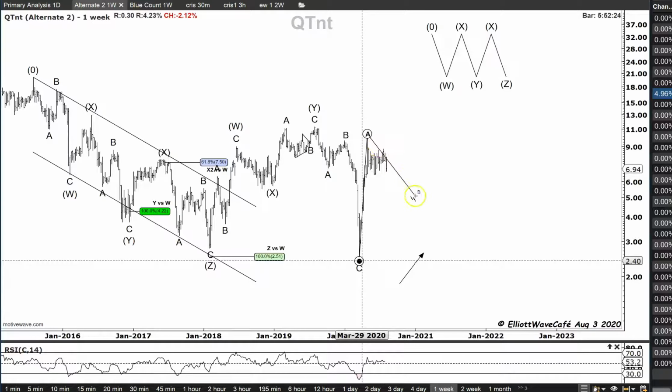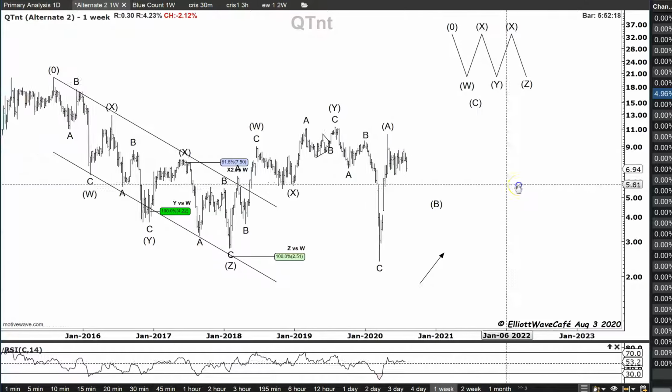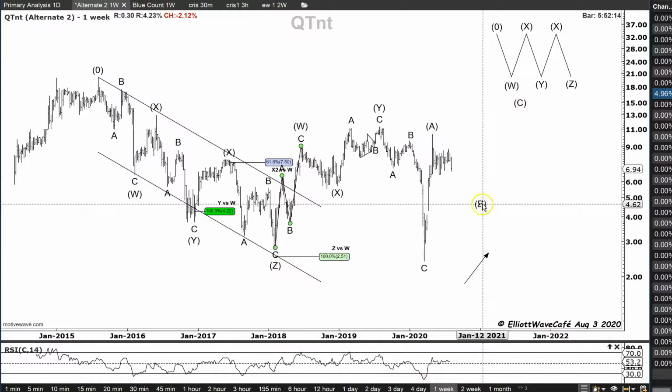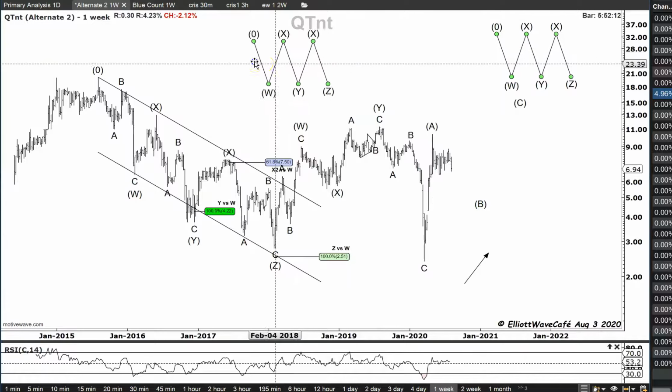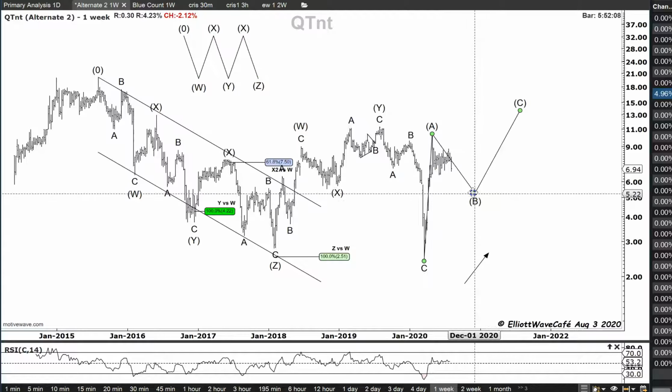So I'm looking at the B wave to the downside, and then I'm looking to some kind of a C wave up to give me another one of these corrective patterns. Maybe something like this, right? I don't know how it's going to look. I have no idea how it's going to end up. But all I know is that this is going to be corrective and I've got to get another impulse.